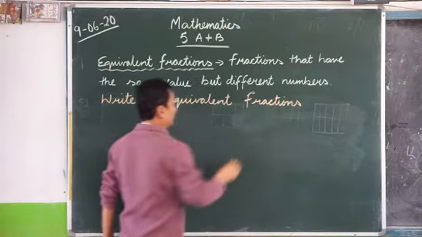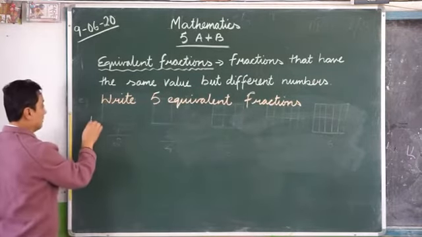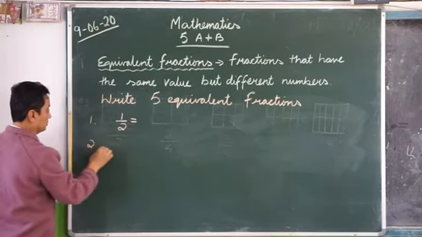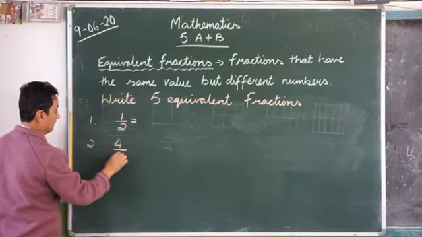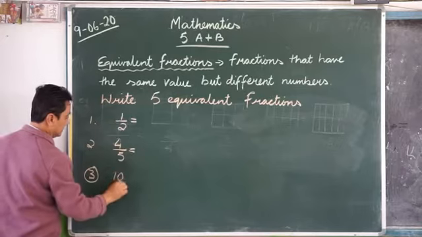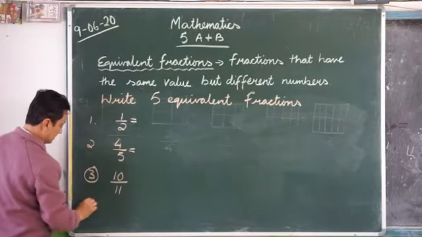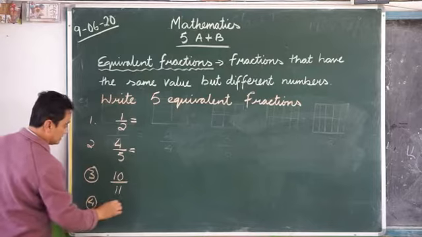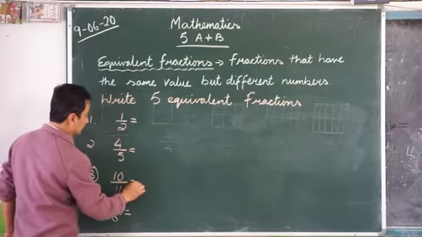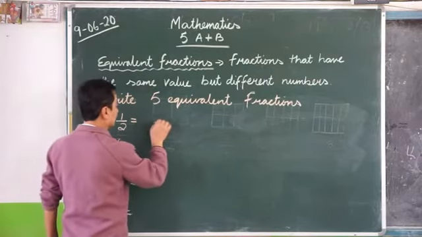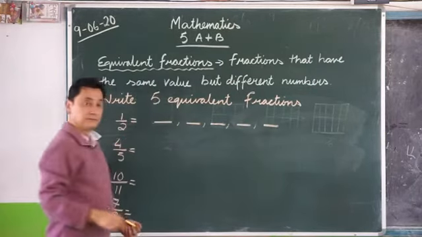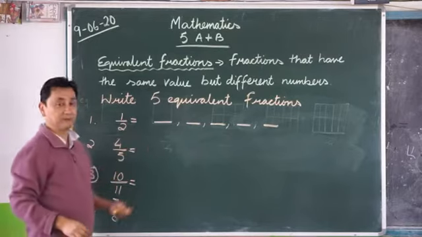Now let's do about 4 fractions. Ready? Number 1, let's do 1 upon 2. Number 2, 4 upon 5. Number 3, 10 upon 11. Number 4, 7 upon 8. And this requires tables. Okay? So 1, 2, 3, 4, 5. Understood? So this is the way that we must do.